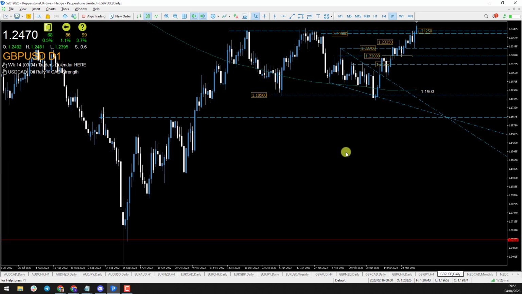Now, I was actually really interested in a short at the 1.2425, because it was the highs of this range that we've actually been talking about for some time. So you can see that 1.2425 there, the 1.1850. So I am still a little bit wary of looking for longs just yet on pound.